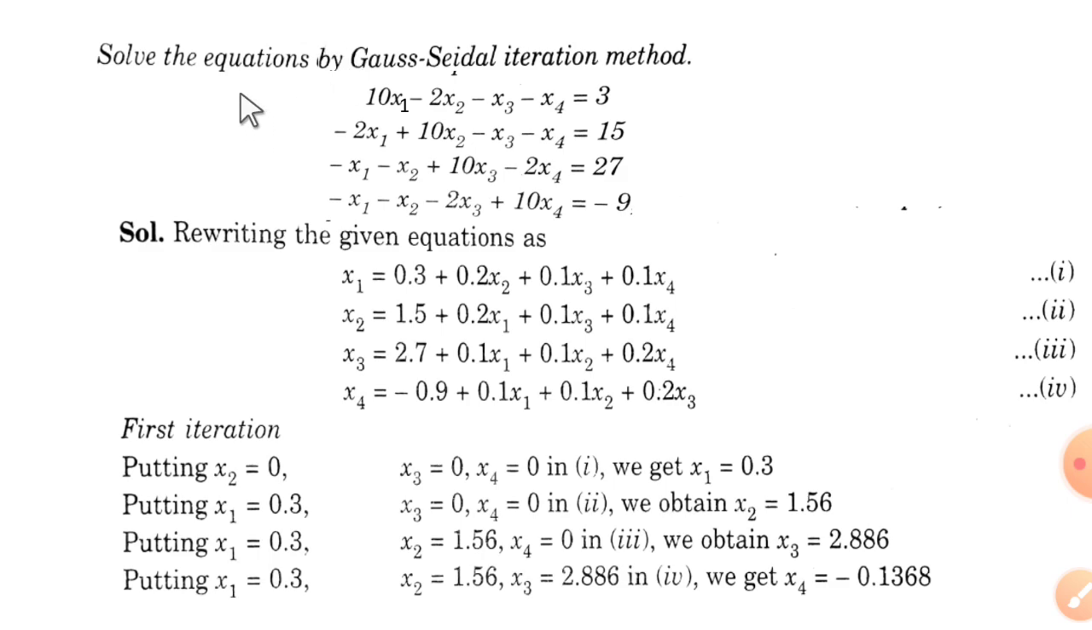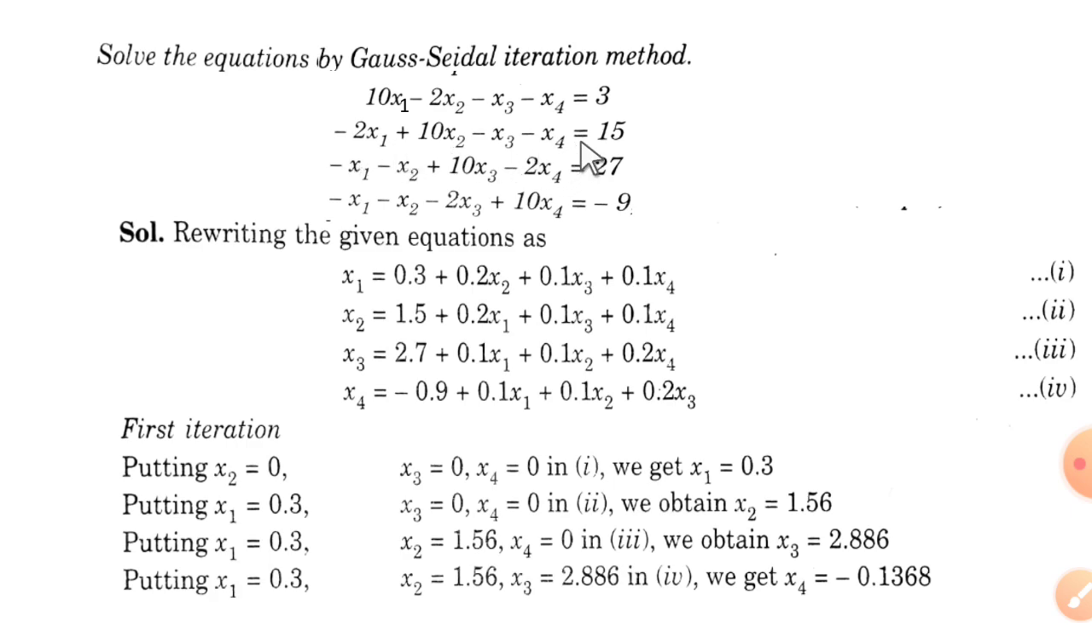So you can solve a question. Solve the equation by Gauss-Seidel iteration method. These are the equations given. From the first equation, you can write x1 as x1 equal to 0.3 plus 0.2 x2 plus 0.1 x3 plus 0.1 x4.